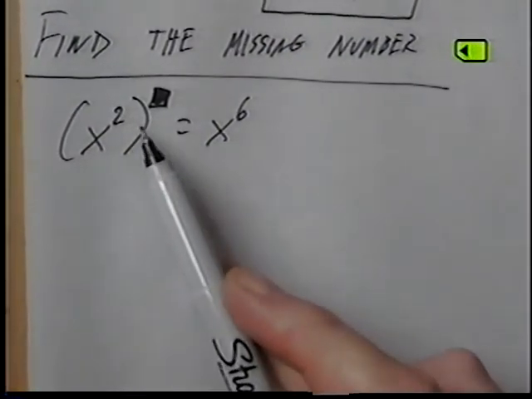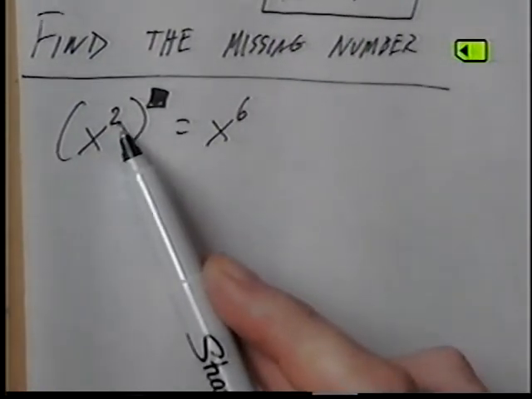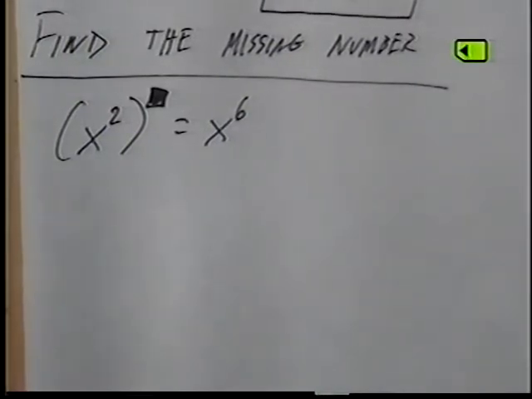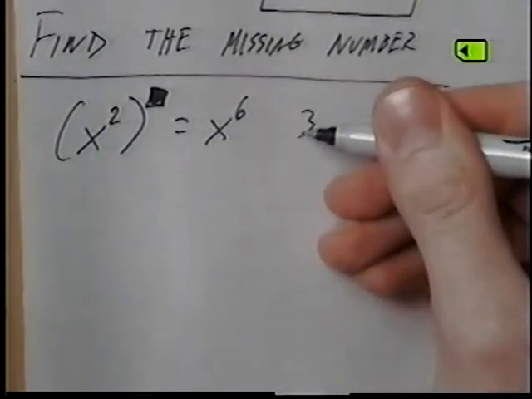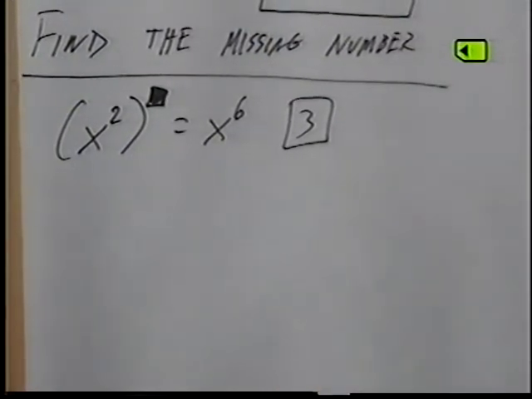Again, from previous sections, these exponents you'll be multiplying, so we must find out which number 2 times what would give us 6. Correct answer, 3. 2 times 3 would be 6.